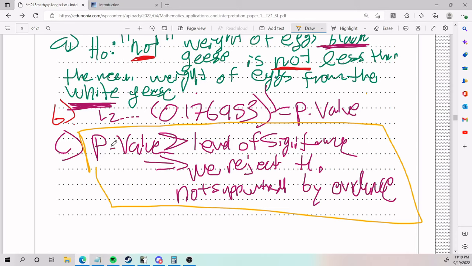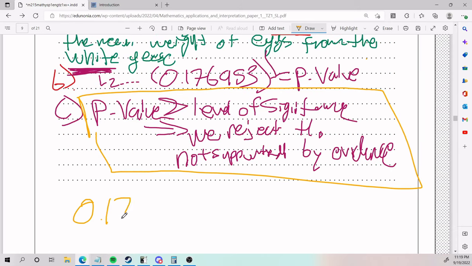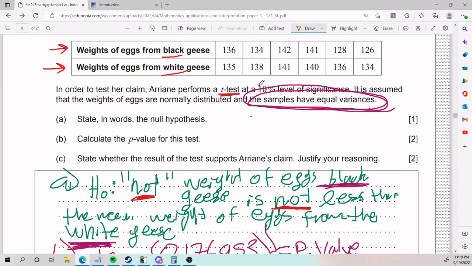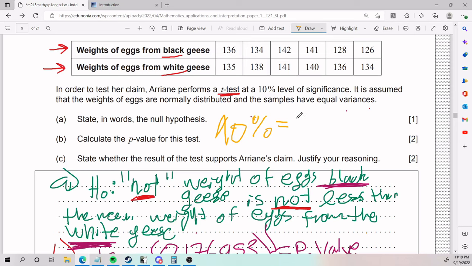And so let's see if it's true. My p-value was 0.176953. Now, is this greater than or less than the level of significance? The level of significance, they said, is 10%. How do I turn 10% into a decimal? I pretty much divide it by 100. Cierto? So 10% is the same as 0.1.